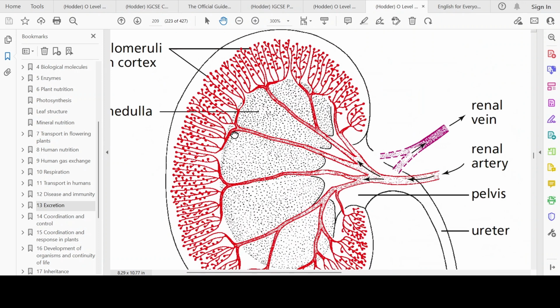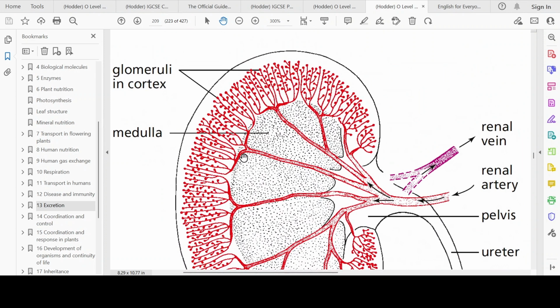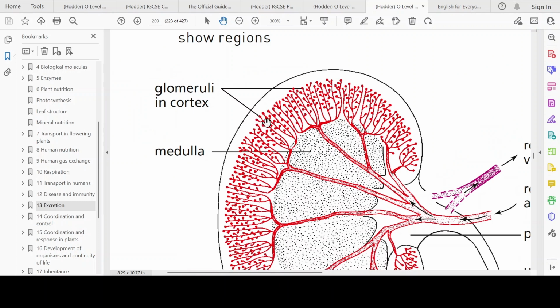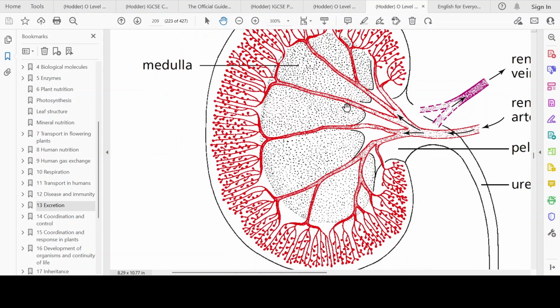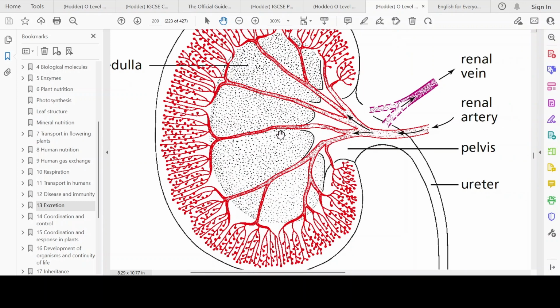That's a nice resolution image. It's not getting blurred. It's actually more complex, it looks more complex than that. They're just mentioning, these are glomeruli. This outer part is the cortex. The inner part is the medulla. And this is the renal artery coming in.